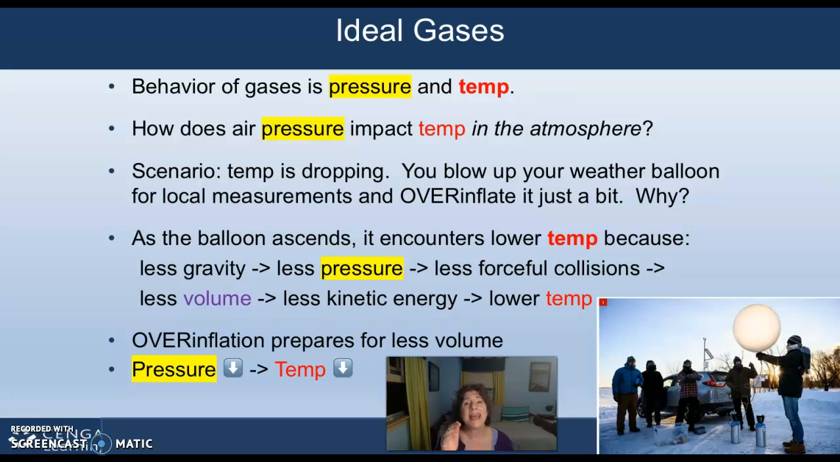As that balloon ascends, it encounters lower temperatures. And that makes sense because there's less gravity high up, there's less compression, there's less forceful collisions, so there's less volume to that balloon, and there's less kinetic energy in that balloon, and so you have lower temperatures in that balloon. Cold contracts. So the overinflation prepared for less volume. When the temperature goes down, the pressure goes down.